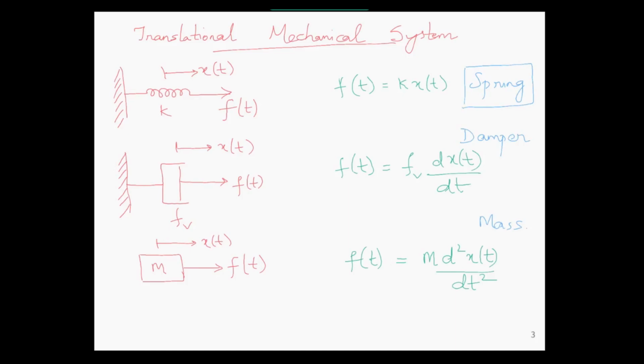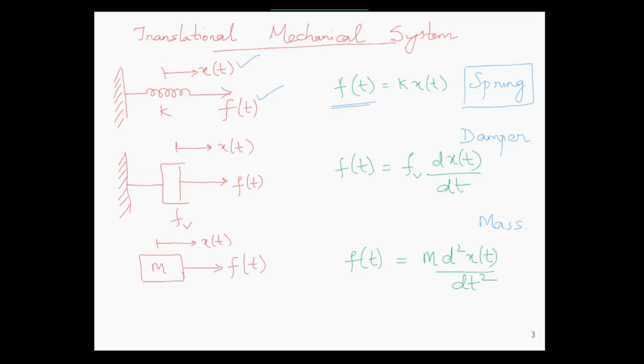In this video, we shall see about the modeling of a translational mechanical system. So the basic components of a mechanical system are spring, damper, and mass. These are the formulas related to a spring, damper, and mass, where F is the force applied and x of t is the distance moved when the force is applied.